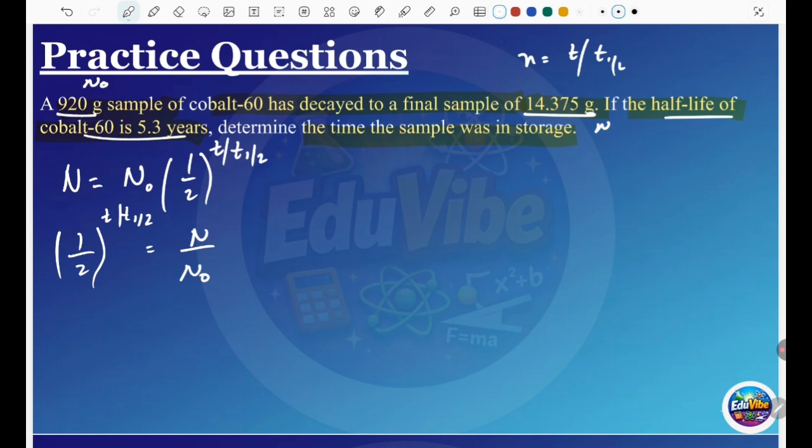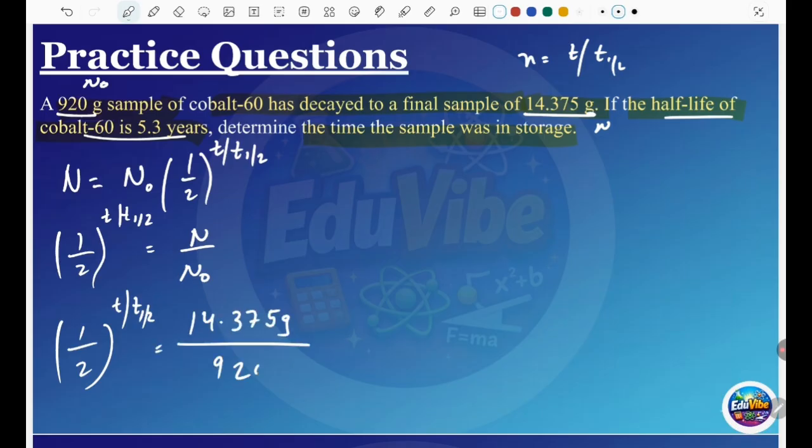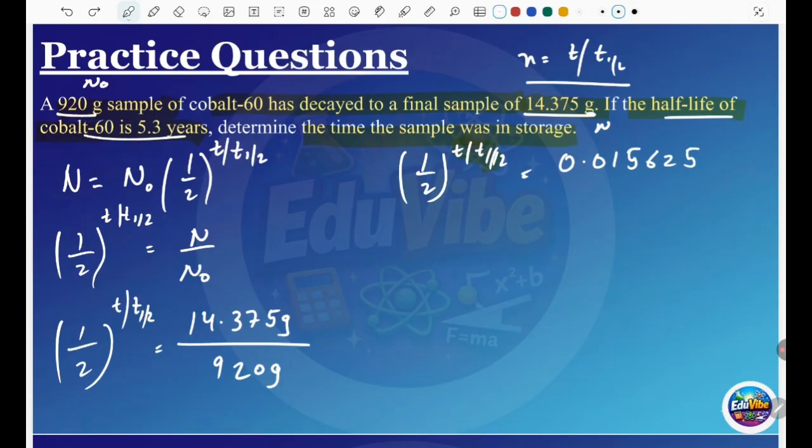This is the initial thing I gave to you, so you can keep doing with that. You have 14.375 grams divided by 920 grams. Done. When you calculate this, you get T upon T half is equal to about 0.015625. Okay, we are over there.